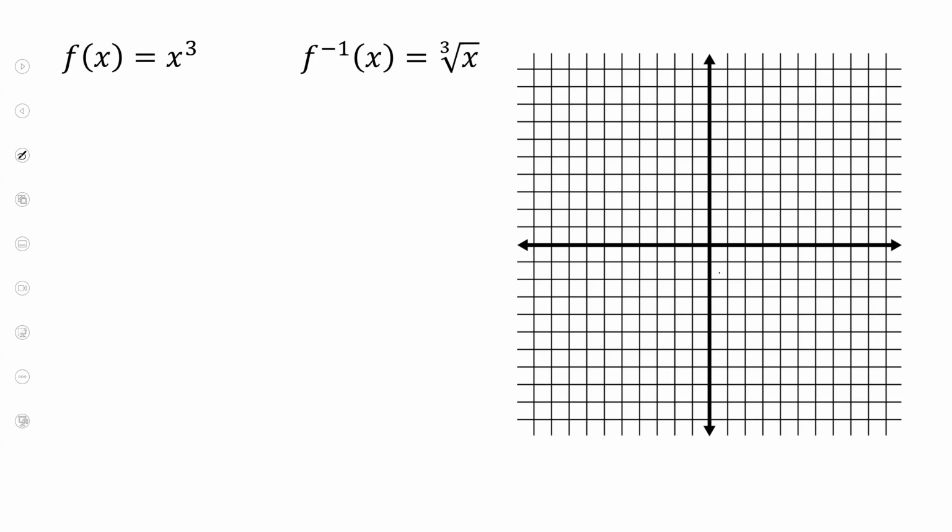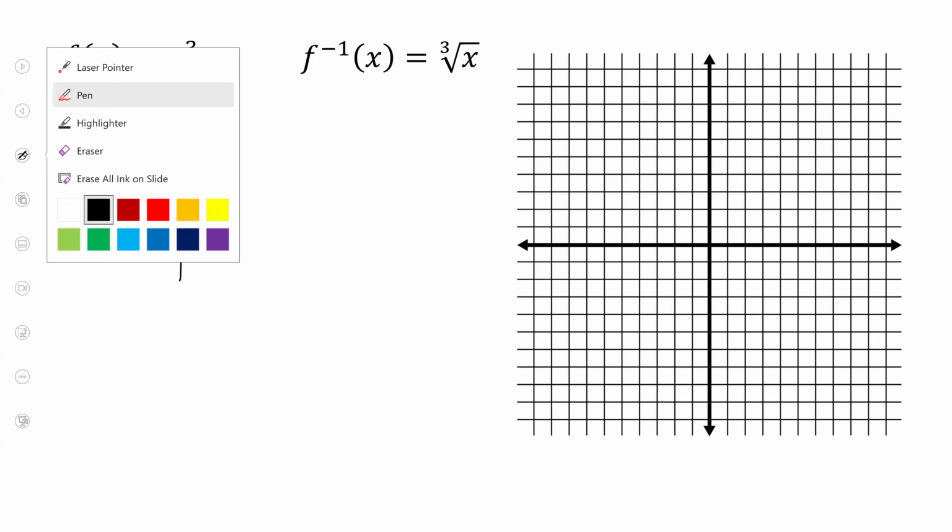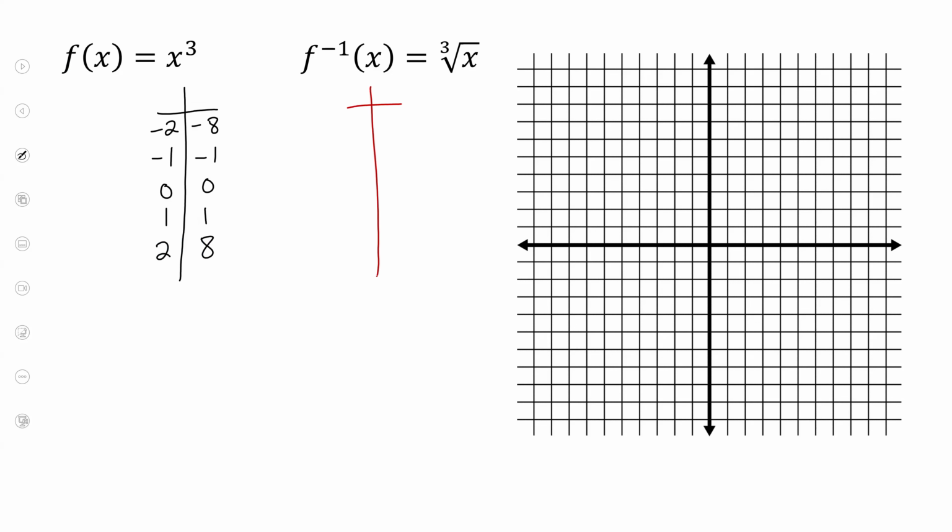All right, what you should have done for x cubed, I'm going to plug in -2, -1, 0, 1, and 2. -2 cubed, what is it, guys? -8. -1 cubed, 0 cubed, 1 cubed, 2 cubed. Perfect. If I want the inverse, I just need to swap the numbers in the table. So this will be -8, -1, 0, 1, 8, -2, -1, 0, 1, 2.